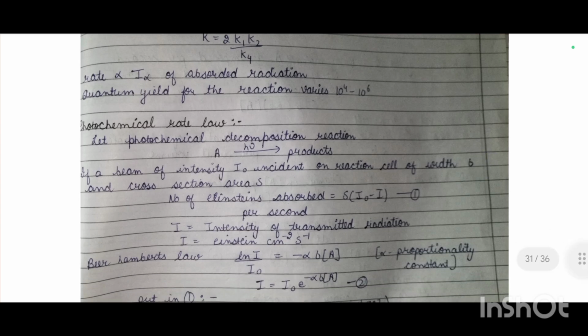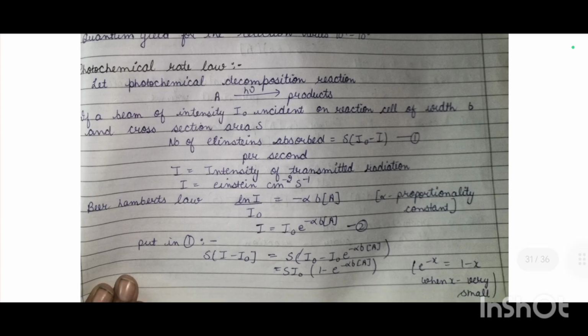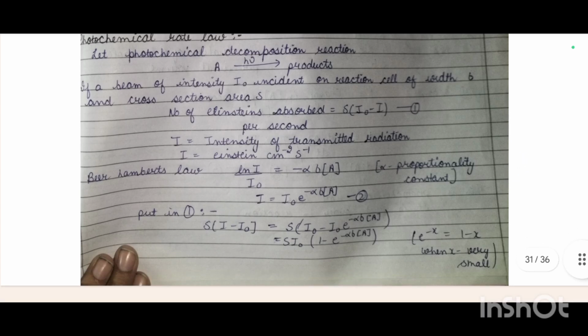Photochemical rate law. Let's consider the photochemical decomposition reaction. A changes into the product in the presence of light, h nu. If a beam of intensity I naught is incident on a reaction cell with width b and cross-section area S, the number of Einsteins absorbed is equal to S times (I naught minus I) per second.